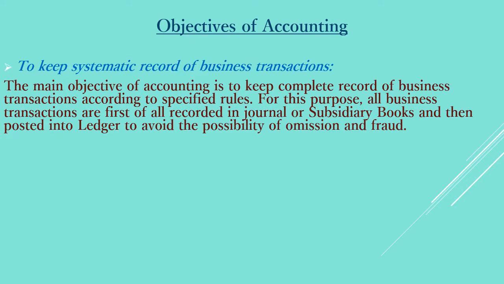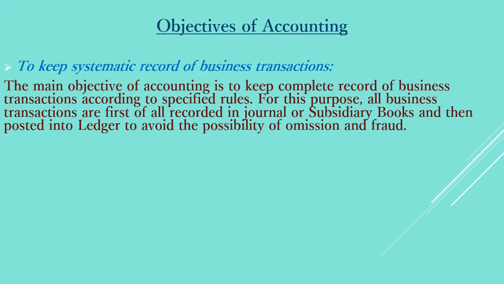So, when you do the accounting entry, it should be done in a systematic manner. First of all, it should be recorded in journal or subsidiary book. We call it the first place where you record. Like you have bought 10 bags of rice for rupees 1000 each on August 1st, but you missed it out. You omitted it. You forgot to record it.